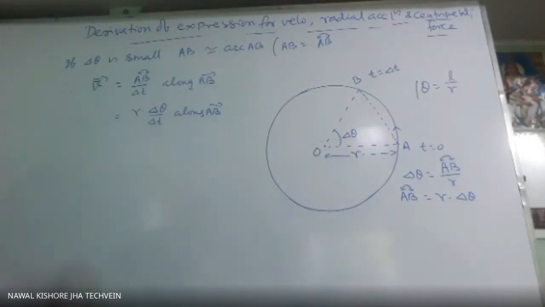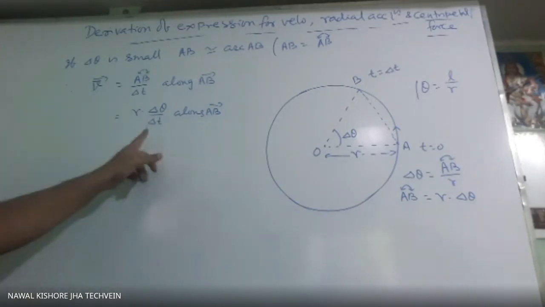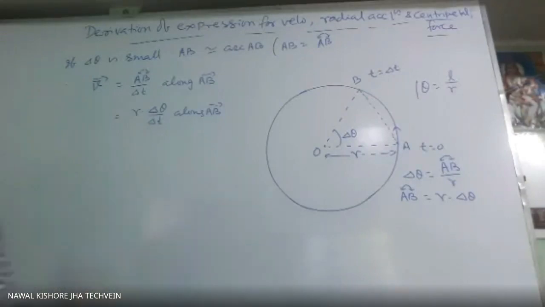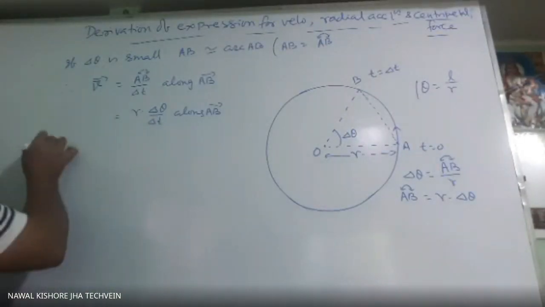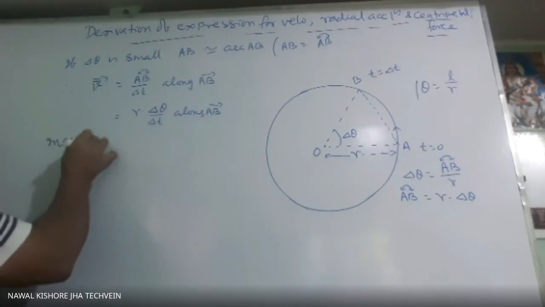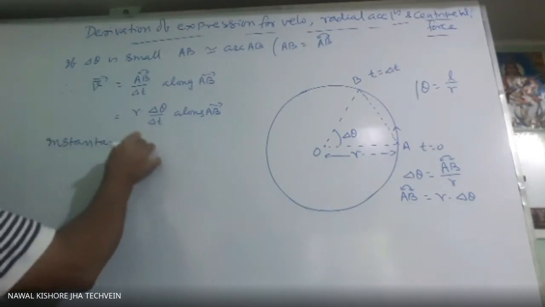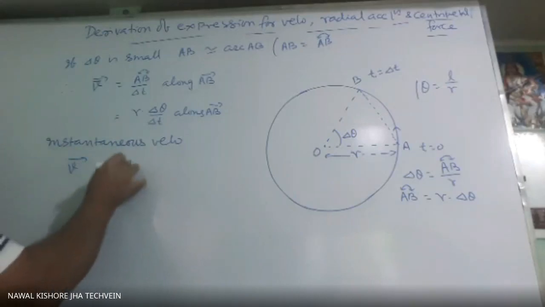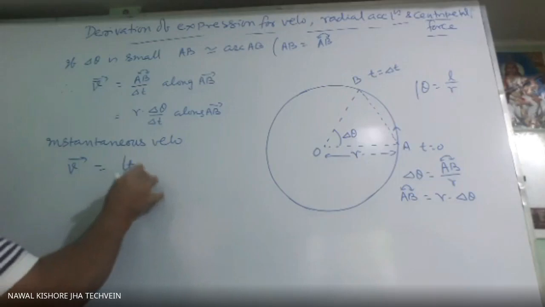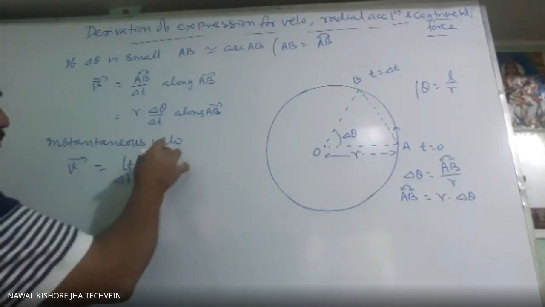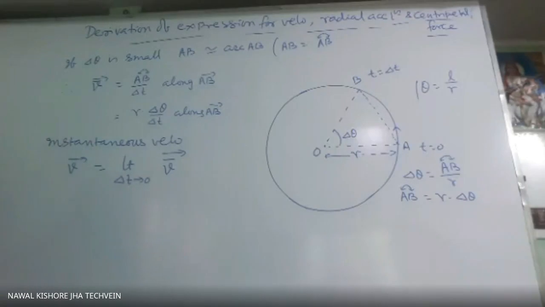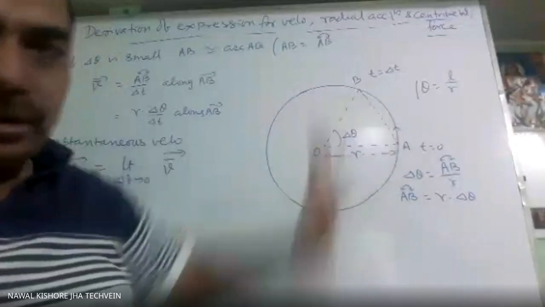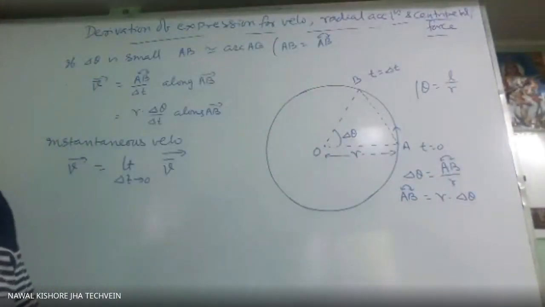So when we know the average and are interested to find instantaneous, we will find the average for a small interval of time. So instantaneous velocity V will be the limit delta t tending to 0 of V average. That is, when point B is very close to A, then only delta t tends to 0.